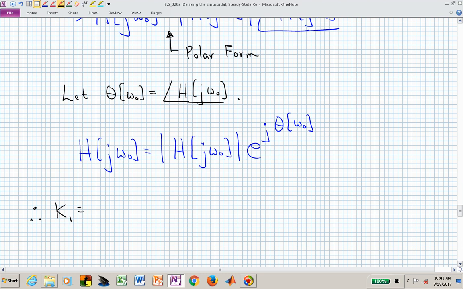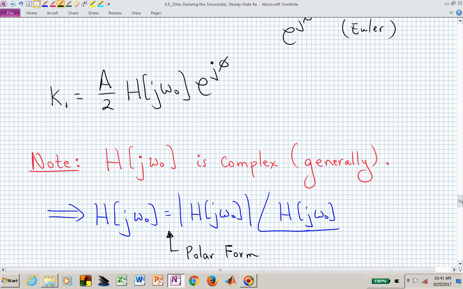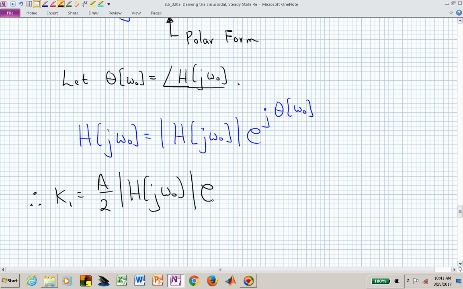So now K1 is A over 2. We haven't changed that. Magnitude of H of j omega naught. Then we had an e to the j phi. And we also had an e to the j theta omega naught. That was due to the angle of H. That's what this is.